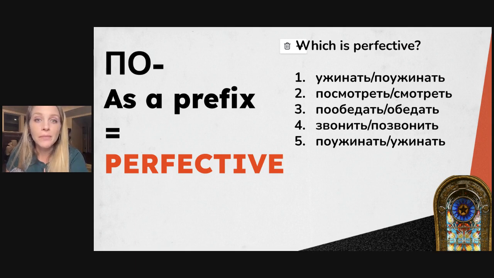Ужинать, to have dinner. Start looking while I'm telling you what all these verbs mean. Ужинать, to have dinner. Смотреть, посмотреть means to watch. Пообедать, обедать means to eat lunch. Звонить, позвонить means to call.